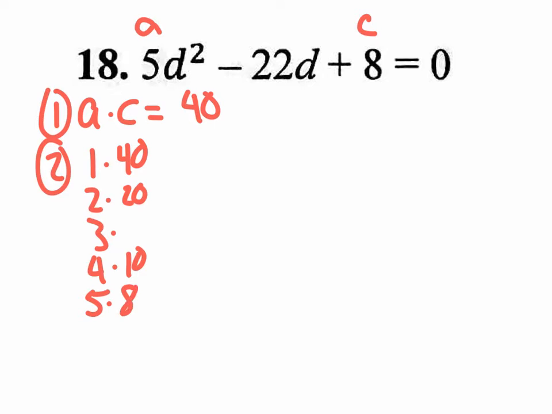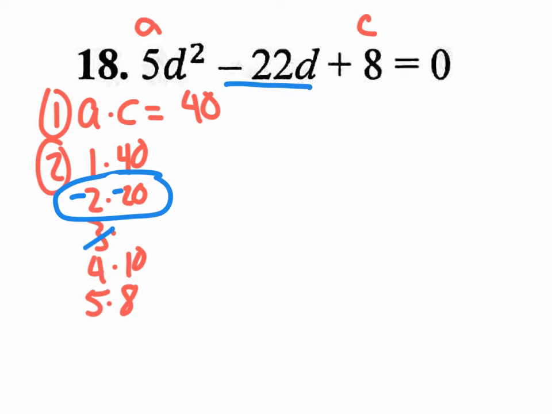5 times 8. And that's it, right? So we have all these possibilities. Now, which pair of numbers combines together to give us the middle value, which is negative 22? 2 and 20. However, 2 and 20, if I combine it, gives me a positive 22. And we know that we need it to be a negative 22. So we have the right numbers, we just have the wrong signs. So we put a minus there and a plus right there, changing this. Wait a minute, sorry. Both minus, yeah. Minus and a minus, because they were both positive originally, we're changing both to negatives.